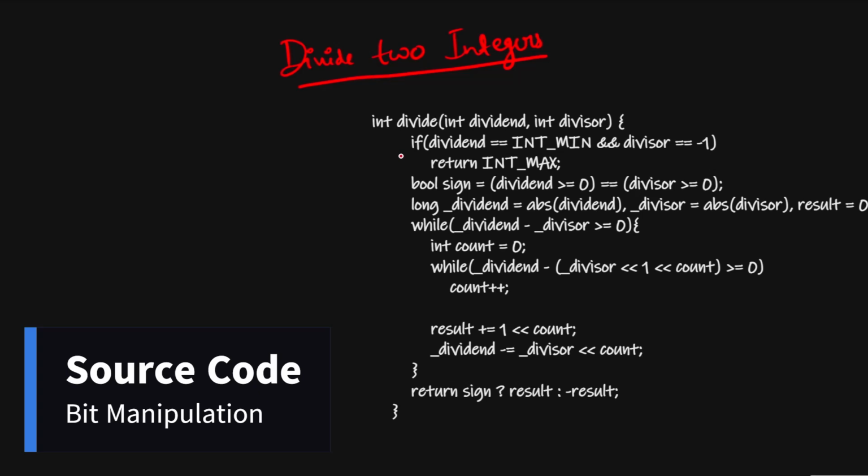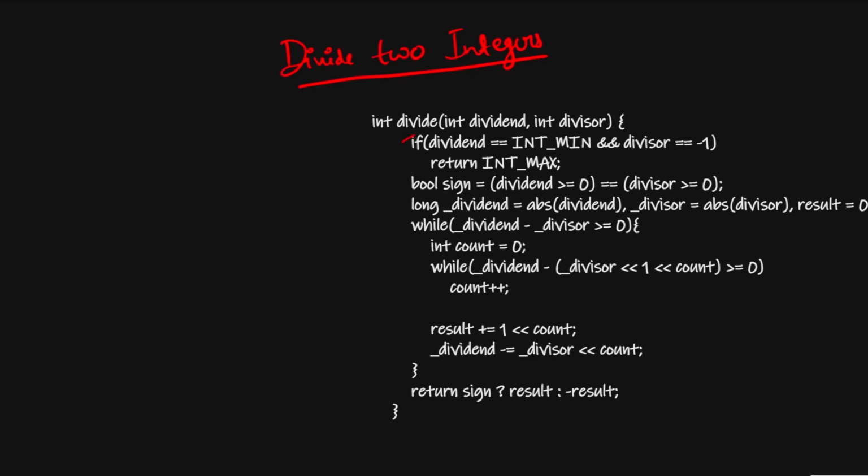Now let's check out the code for the same. First of all we are checking our base condition: if my dividend is minus 2 to the power 31 and my divisor is minus 1, what will be our answer? It will be 2 to the power 31. But we know our range is minus 2 to the power 31 to 2 to the power 31 minus 1, so there will be an int overflow. In that condition, rather than returning this, we will return int max. This is our base condition, and now we will see the other cases.